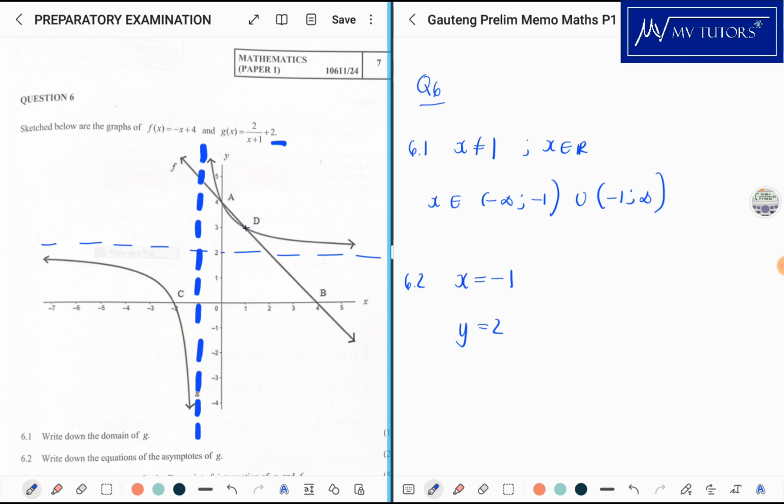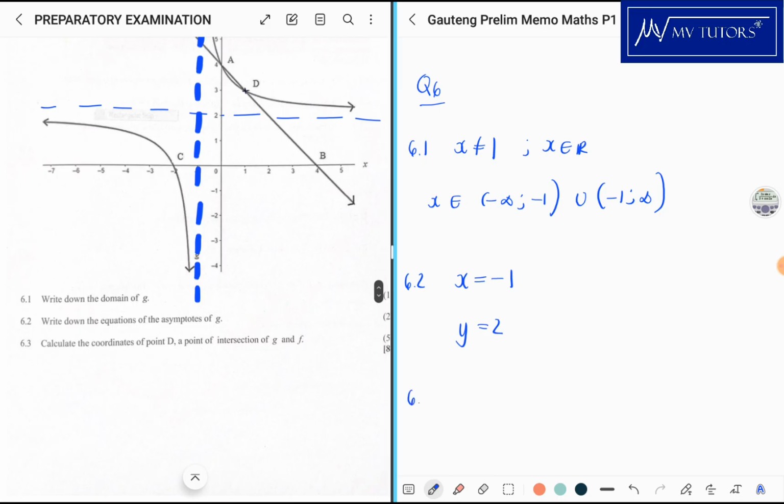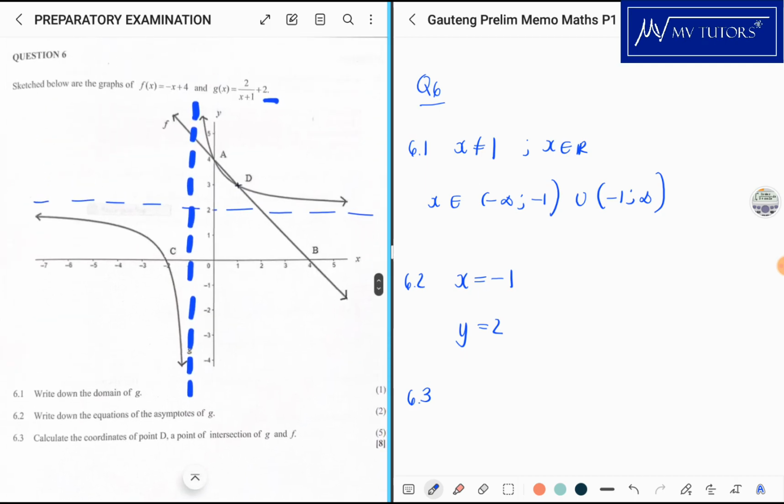All right, now how am I going to pan? Let me just save it. Okay, let's go on to the next question, which is 6.3. It says calculate the coordinates of point D, a point of intersection of G and F.